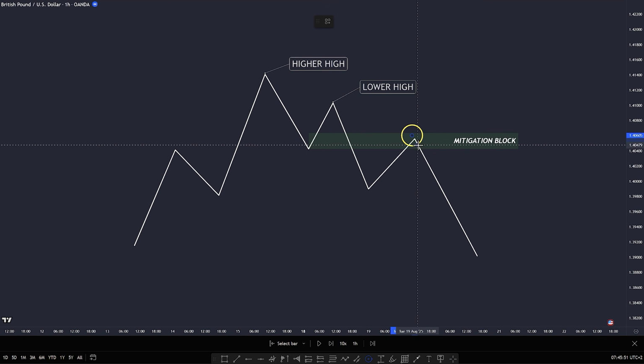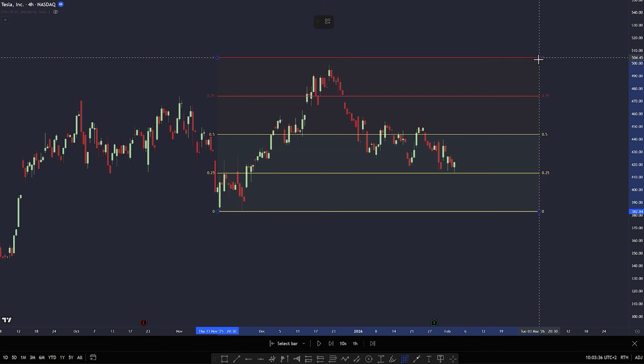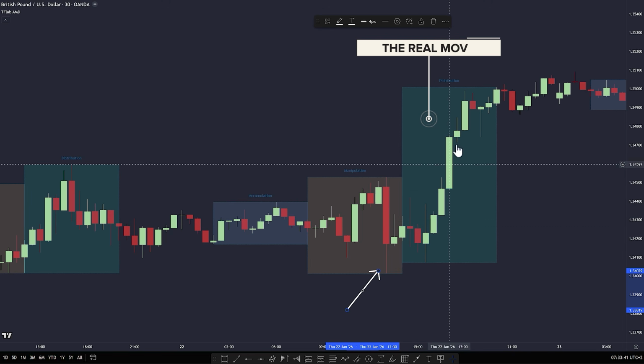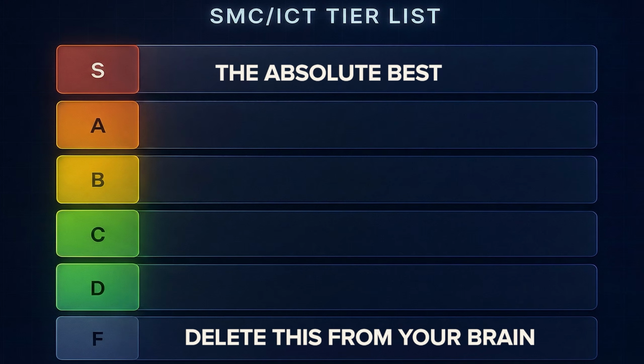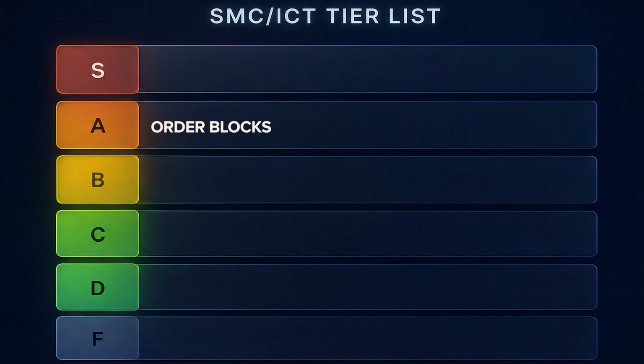I've backtested every single ICT and smart money concept, and I'm ranking all of them from S tier to delete this from your brain. Order blocks, A tier.